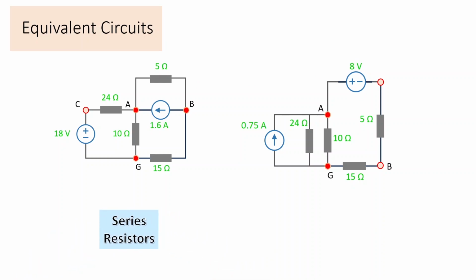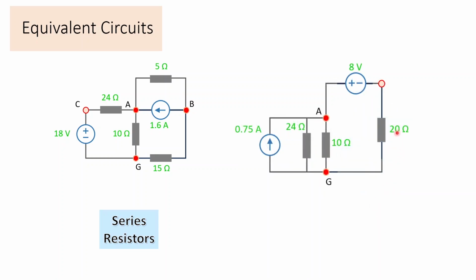Now, another possibility is series resistances. Whenever you see resistors in series, you can combine them into a single resistance and add them, right? So 5 and 15 is 20. Now I'm going to transform sources again, just the voltage source in series with the 20 ohms. I'll make a current source, which will be 8 divided by 20, or 0.4 amps, in parallel with the 20 ohms.